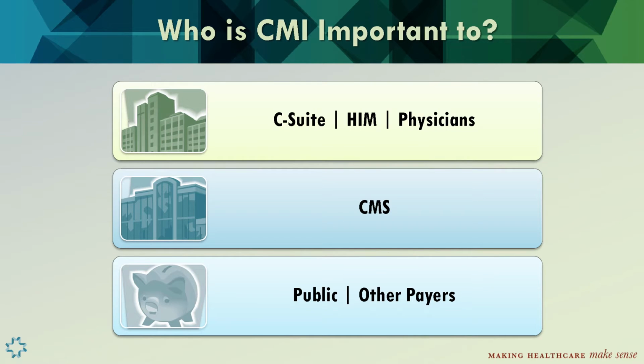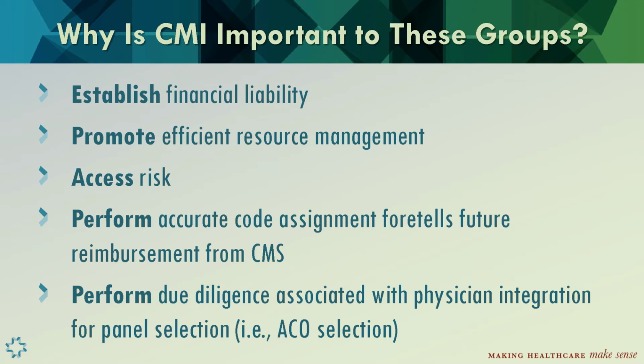Who is CMI important to? The hospital, which includes the C-suite, HIM, and physicians. It's important to the Medicare payer, which in this case is CMS, and basically everyone else, which includes the public and other payers. Why is CMI important to these groups? For the C-suite, HIM, and physician, because as we are switching from volume to value, CMI will aid management in establishing financial liability. CMI can assist in promoting efficient resource management.